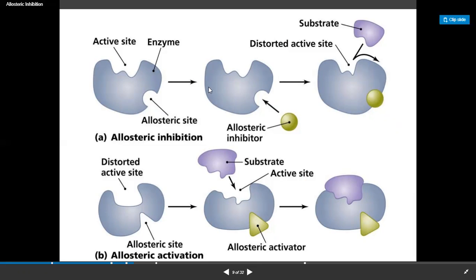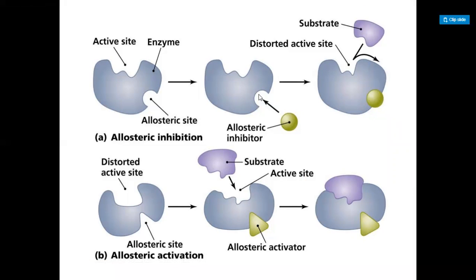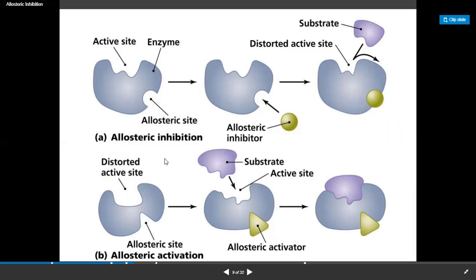So this is the allosteric inhibitor. It will bind to the allosteric site, and will inhibit the production of the product. This is known as allosteric inhibition.